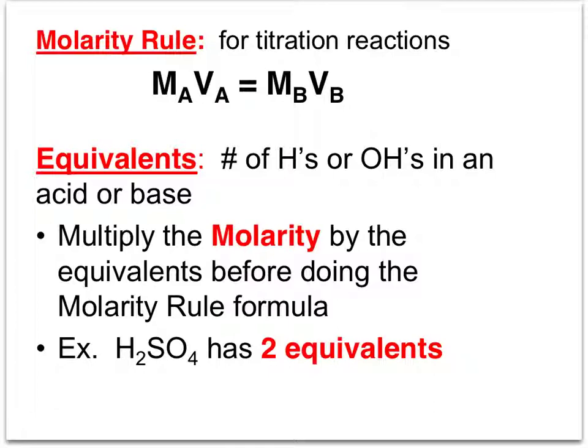When we do the titration reaction, it's based on the molarity rule, which states that at the equivalence point, the concentration and volume of the acid is equal to the concentration and volume of the base. In order to calculate this, we have to take into consideration the equivalence, or the number of the ions. For an example, H2SO4 is made up of 2 mole equivalents of ions.